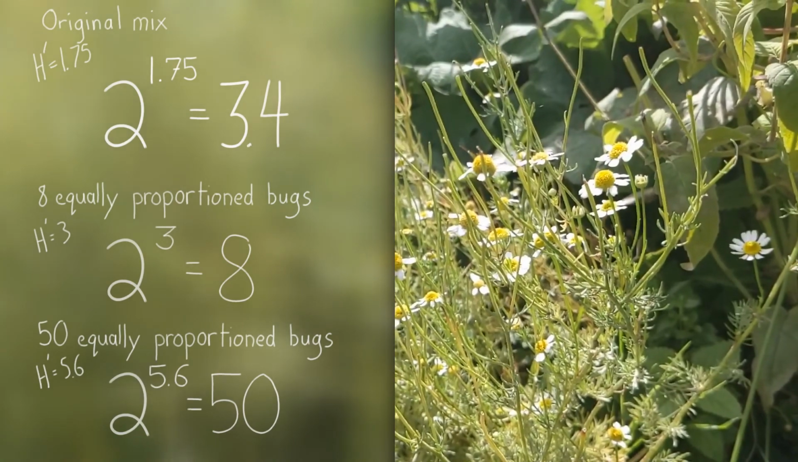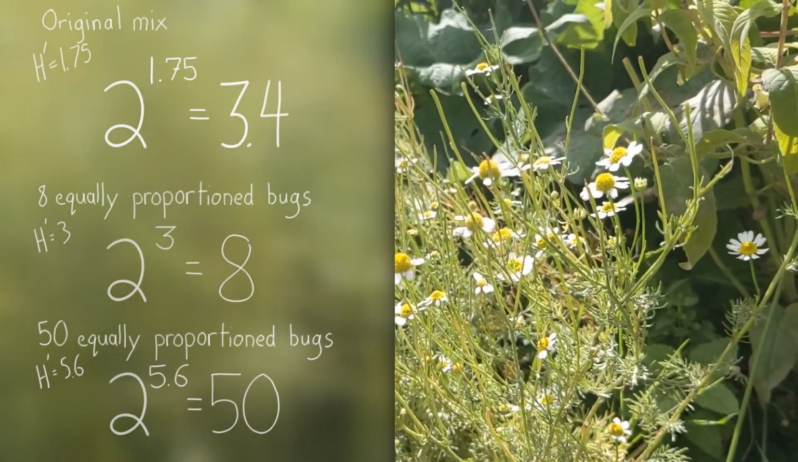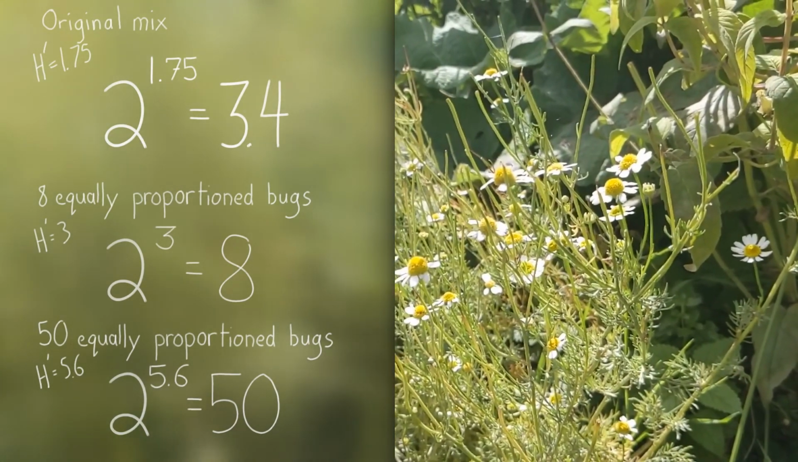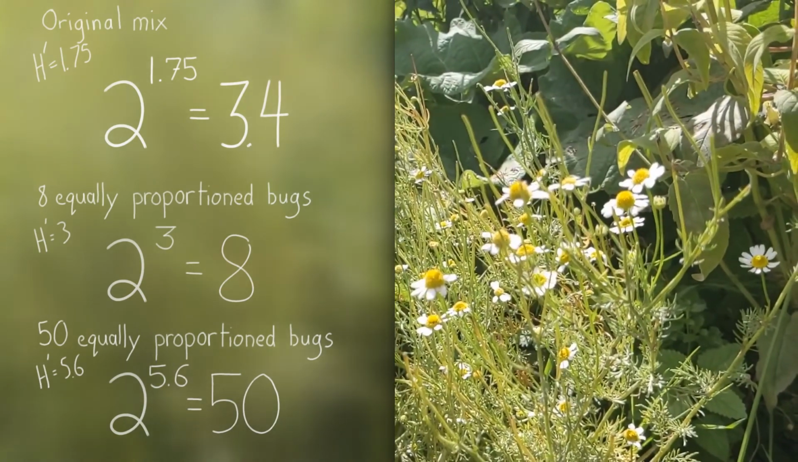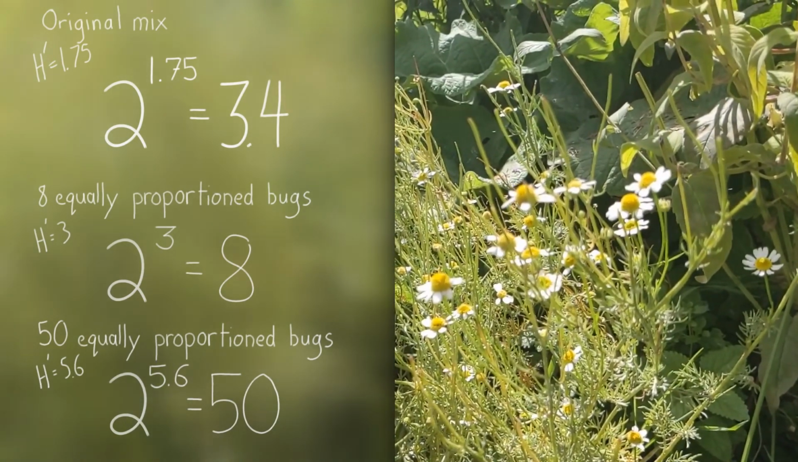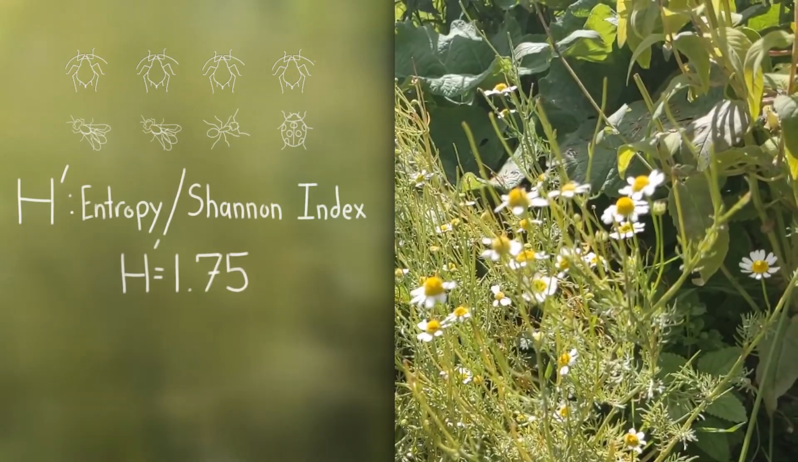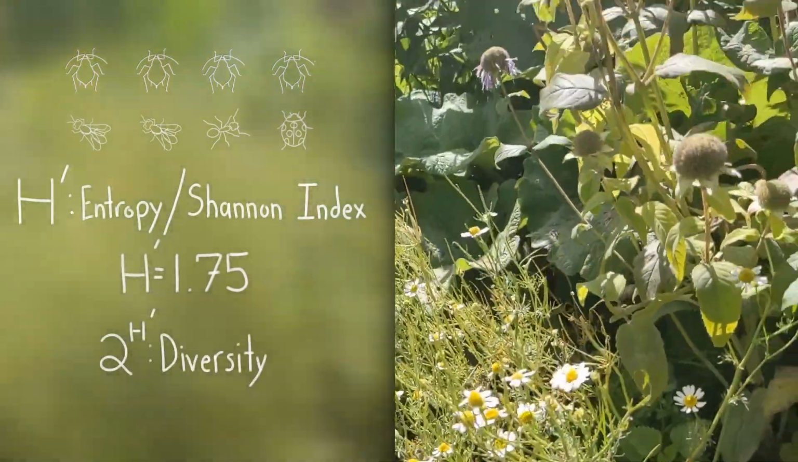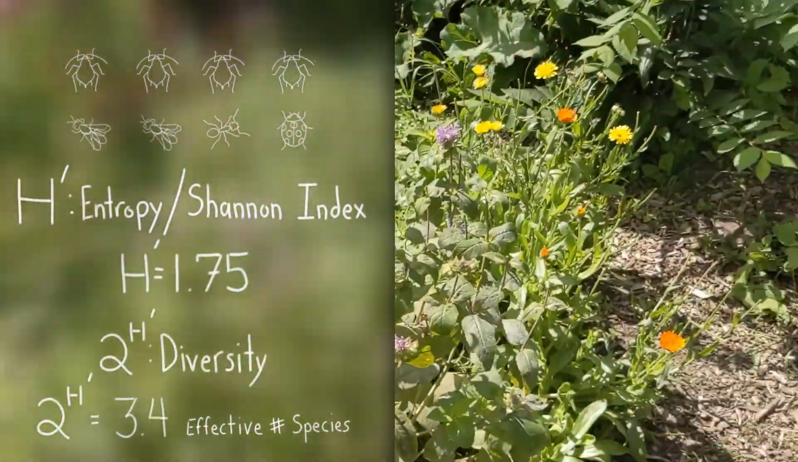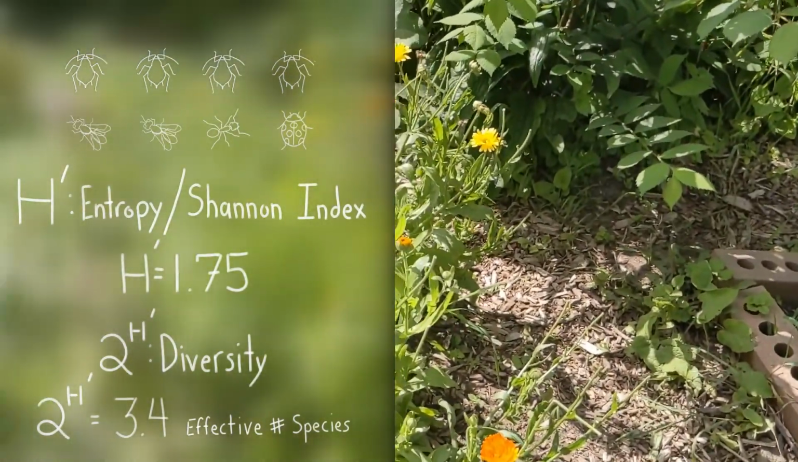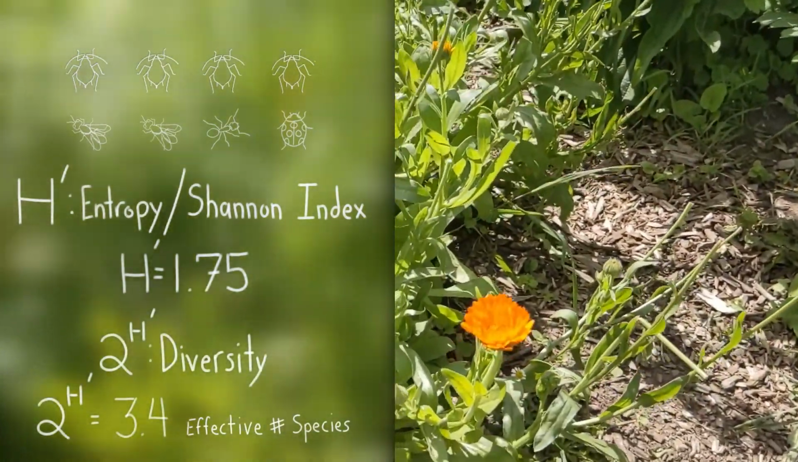It's known as the effective number of species, or types in our case, which is a solid, easily and effectively comparable measure of diversity. So to summarize the jargon, H prime gave us entropy, or the Shannon index, and now exponentiating it gives us a true measure of diversity, or effective number of types. Through this transformation, our collection of bugs is easier to interpret on its own.